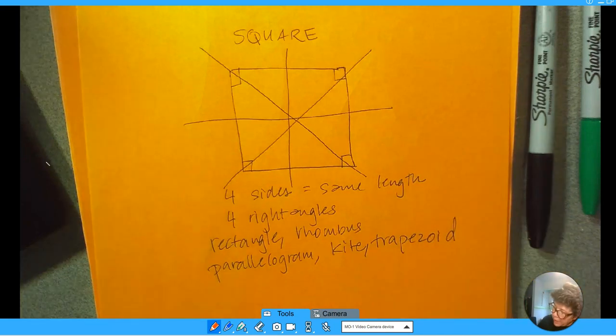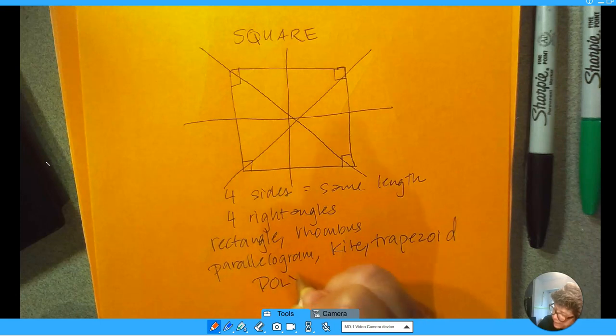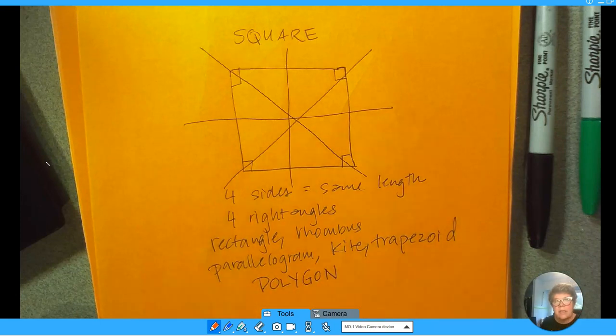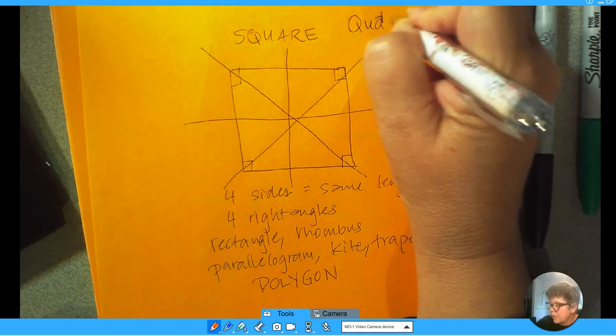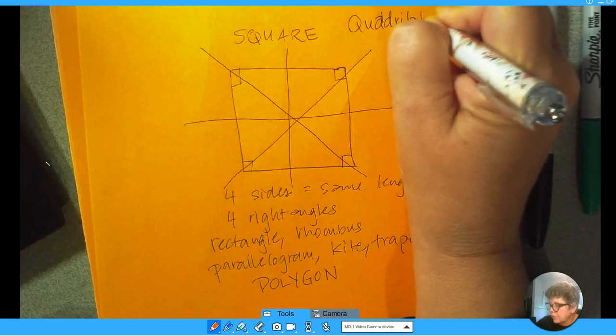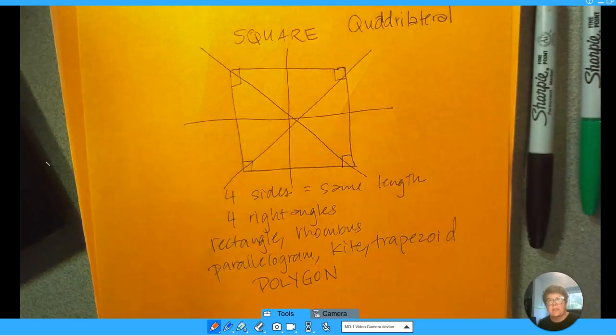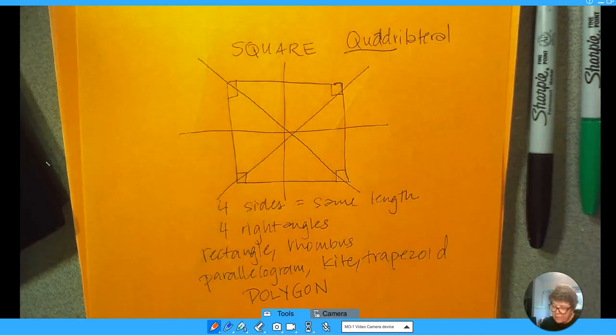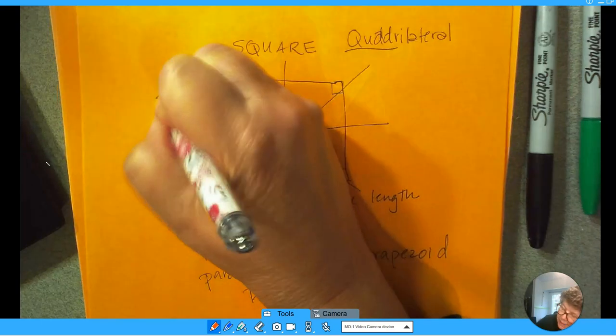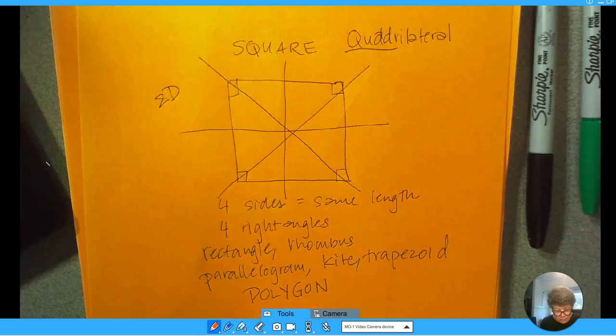And it is also a polygon, a many-sided figure. And it is also a quadrilateral, meaning it has 4 sides, right? Quad, 4 sides. It is a 2-dimensional figure, 2D, right? 2 dimensions. And it has area. We can tile it.